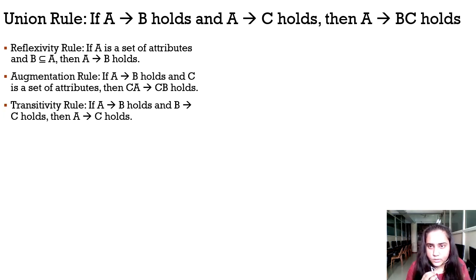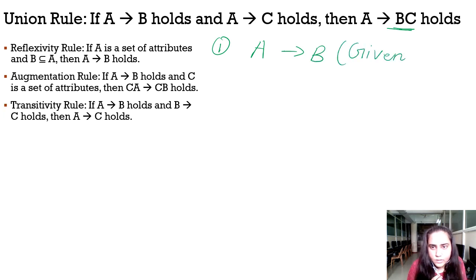So first of all, for the place where I actually have to prove, which is right here, on the right hand side I require BC. So I'm going to try to bring that, and in order to do that you have to follow a step-by-step process. So in my step 1, I'm going to write down A determines B, and in bracket you should mention that this is given. This is given because you are told that A determines B is true and A determines C is also true. So you can use that as you like.